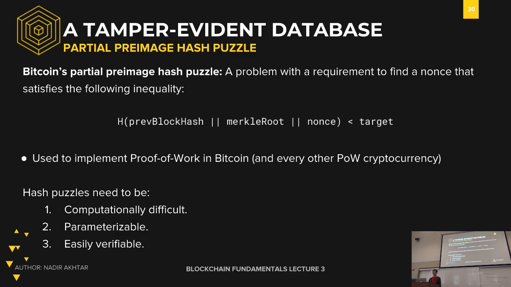parameterizable, meaning that we want to be able to change the difficulty so that it's not at a constant difficulty, right? It can get harder or easier as the network difficulty goes up and down. And it needs to be easily verifiable. So you don't need some central authority or central third party to verify that some block ID is valid or not, or if it solves this hash puzzle. All the other miners in this network have the capability of doing this verification process.